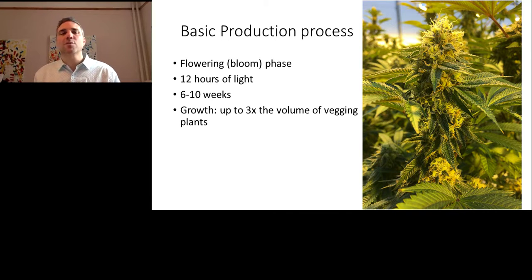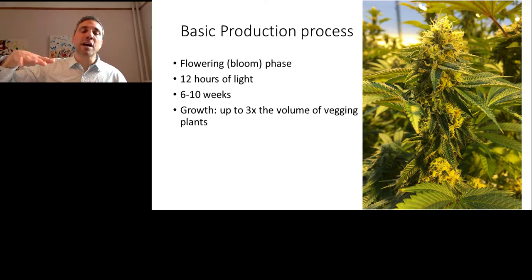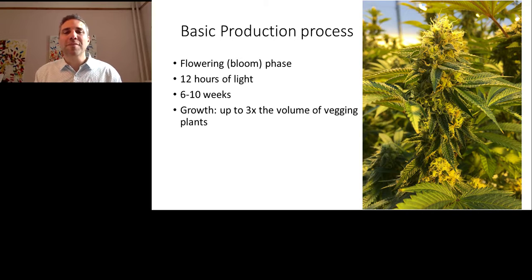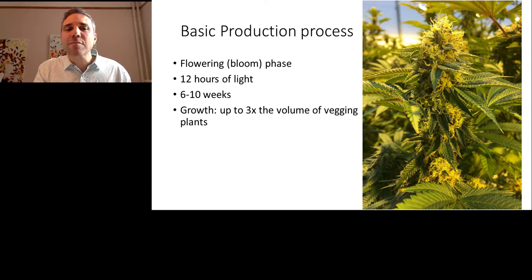The final phase is what we call the flowering or the bloom phase. This is when the grower reduces the light cycle to 12 hours on, 12 hours off. That light cycle triggers a response in the plant. It basically simulates fall, the days getting shorter, and triggers the plant to start creating flowers, to start creating buds. And that process typically lasts longer than the vegetation process, about 6 to 10 weeks.